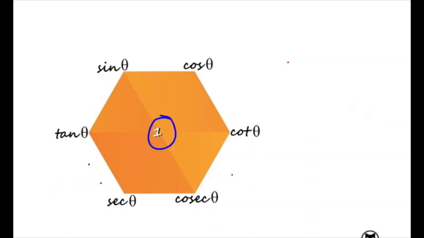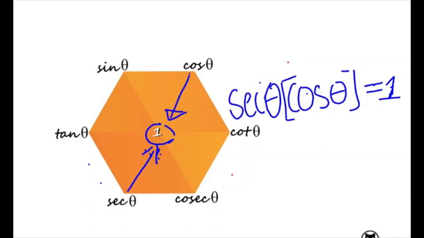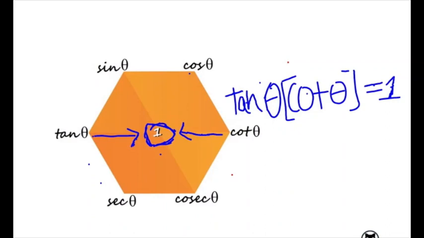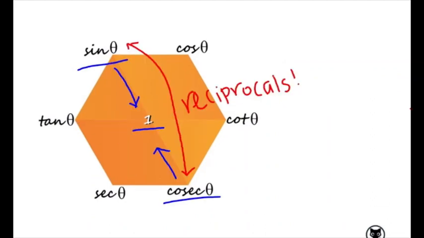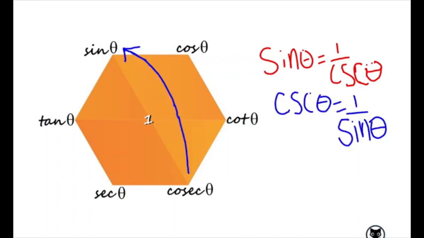Now, how does this 1 play into our shortcut? Well, if we multiply opposite vertices, we get 1. So sine times cosecant equals 1, cosine times secant equals 1, and tangent times cotangent equals 1. The reason that multiplying each function by its diagonal function equals 1 is actually an additional trick in our hexagon. Diagonals multiply out to 1 because they are reciprocals of each other. Therefore, sine equals 1 over cosecant, and cosecant equals 1 over sine.